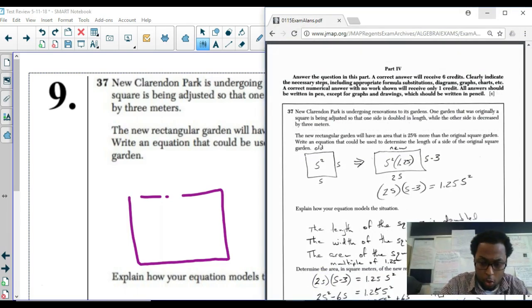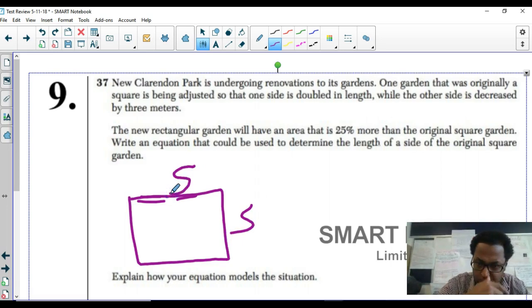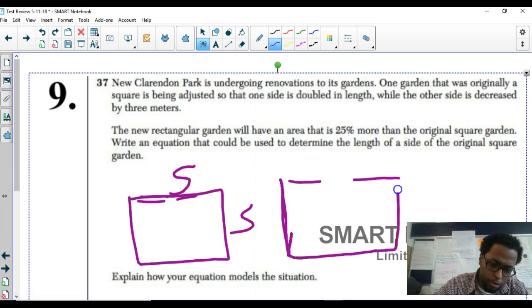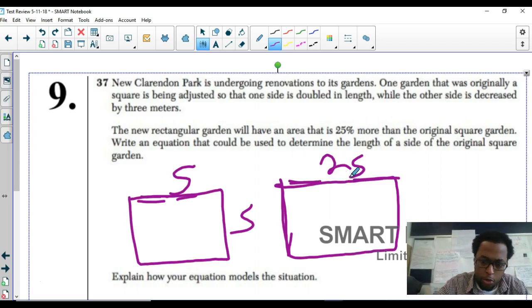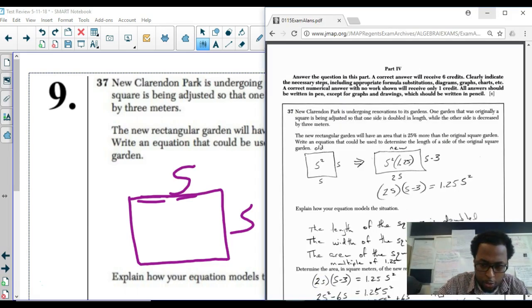Okay, so this is the old. You know what a square is, all the sides are equal. Correct? It's being adjusted. So one side is double the length while the other side decreases by 3 meters. So, in this same square, one is double the length. So if the length is s, double the length is going to be 2s. The other side is going to decrease by 3 meters, so it's going to be minus 3. Okay. So what you see in this work right here is the old one and then the new one where one side doubles and one side decreases by 3.